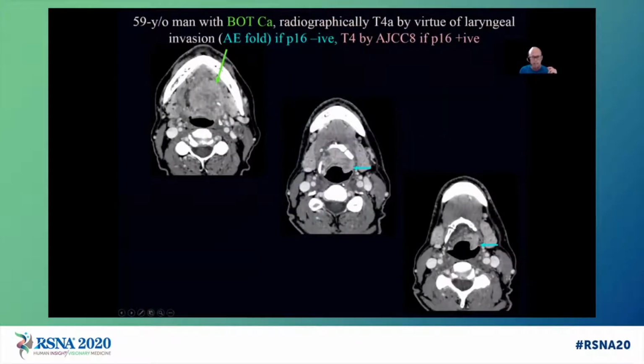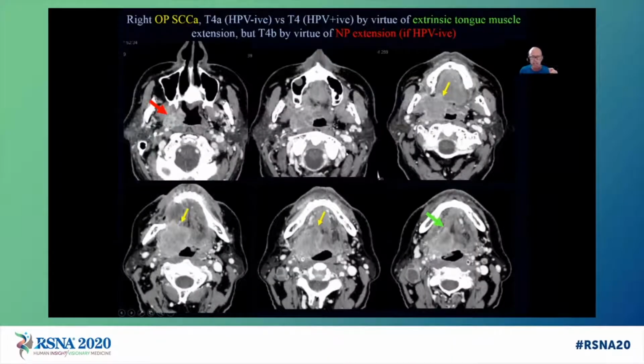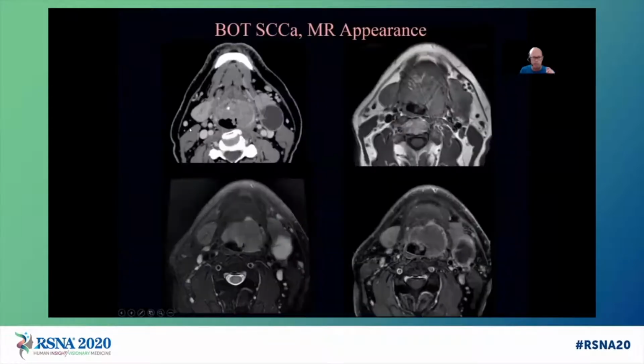This is a similar case of big tongue-based cancer, but we can see it growing into the aryepiglottic fold. That's supraglottic laryngeal extension, and by virtue of that, this is a T4 cancer, assuming HPV or P16 positivity. And this is a patient with extension of a large, bulky oropharyngeal cancer up into the nasopharynx. Now, if this was HPV negative, that would actually make it T4B. But with the HPV positivity of this case, this is not an upstaging feature according to the present guidelines. So staging can sometimes be tricky.